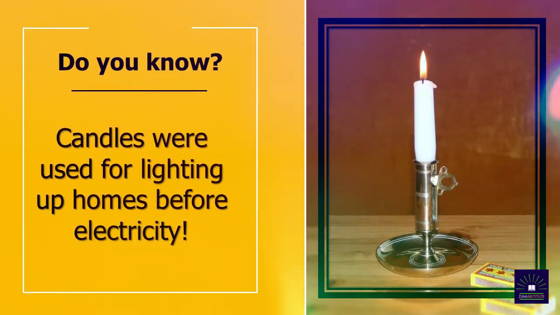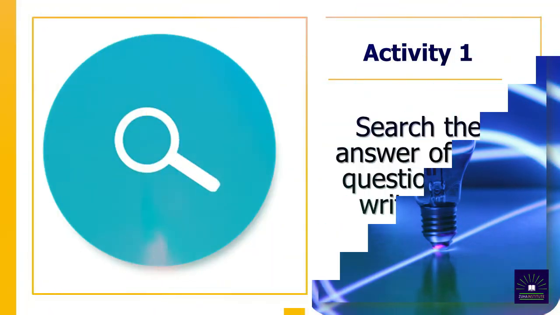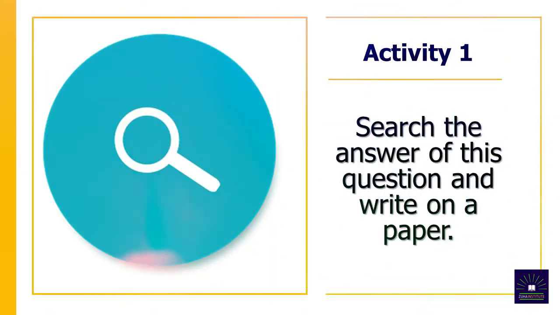So probably when a person is discussing electricity, they can think about this question: what were the things which were used for lighting up homes before electricity? You're right, candles were used for lighting up homes before electricity. Another question which comes to our mind is here on your screen. Light bulbs and other electrical items were discovered, but there was something that had to be discovered before the use of light bulbs and other electrical items. What was that thing? This is the question for you. Now search the answer to this question and write it on a paper.